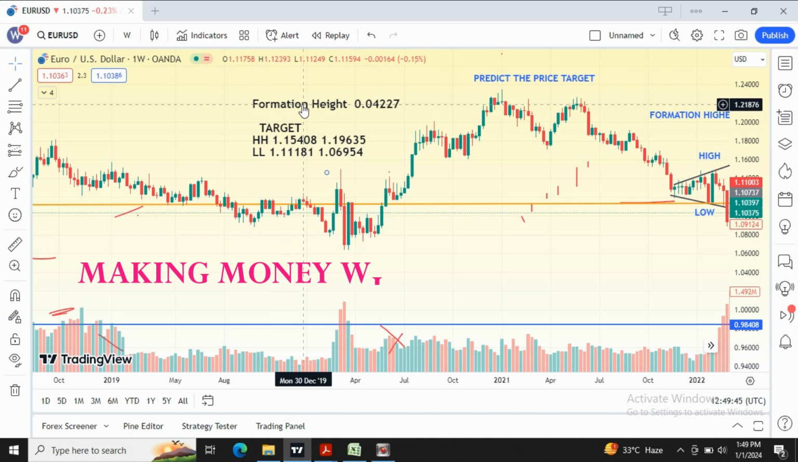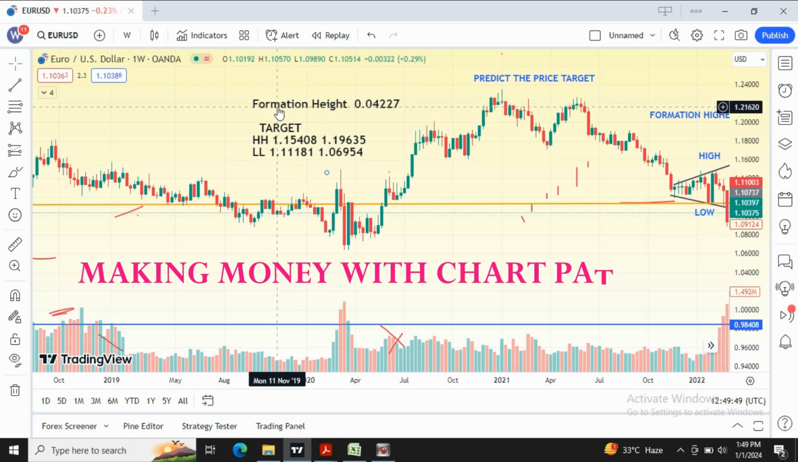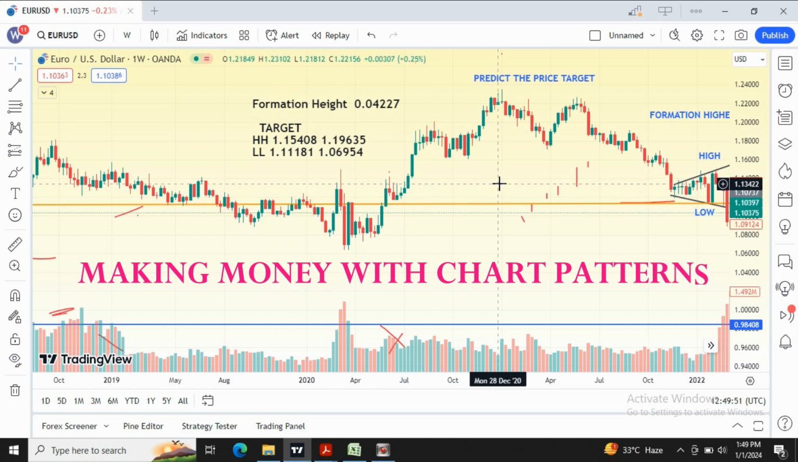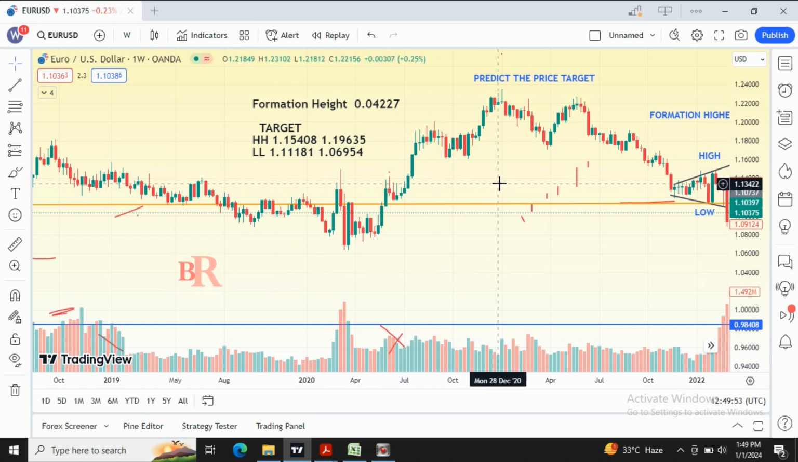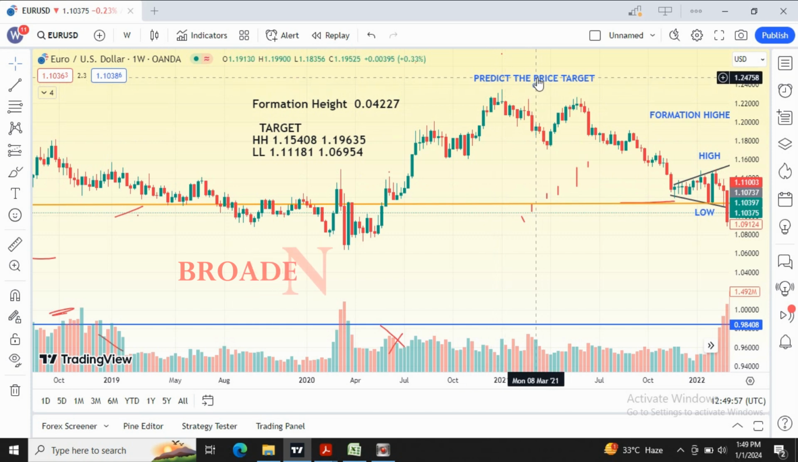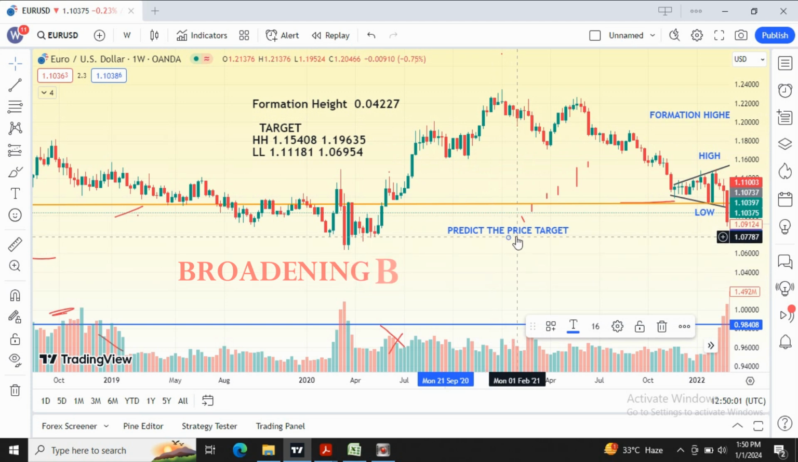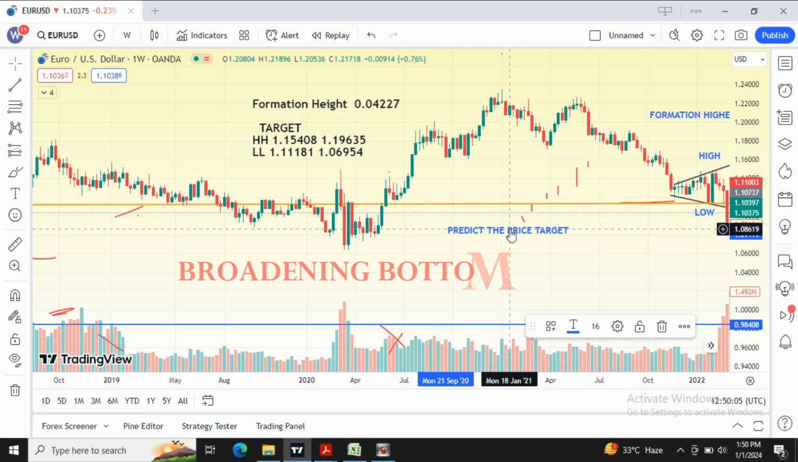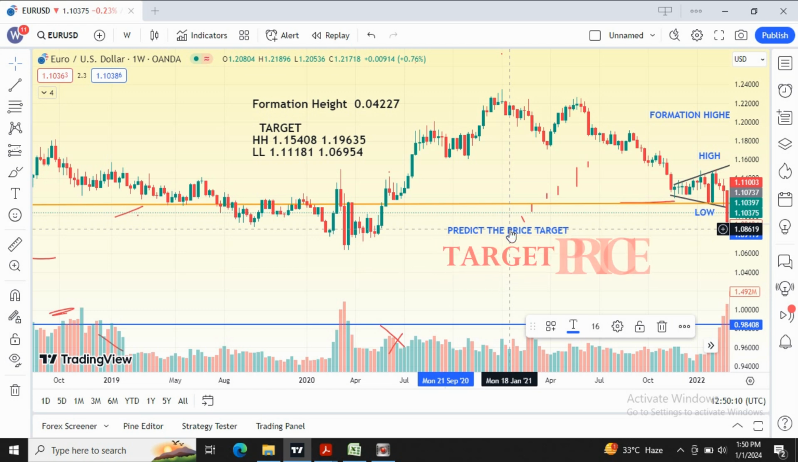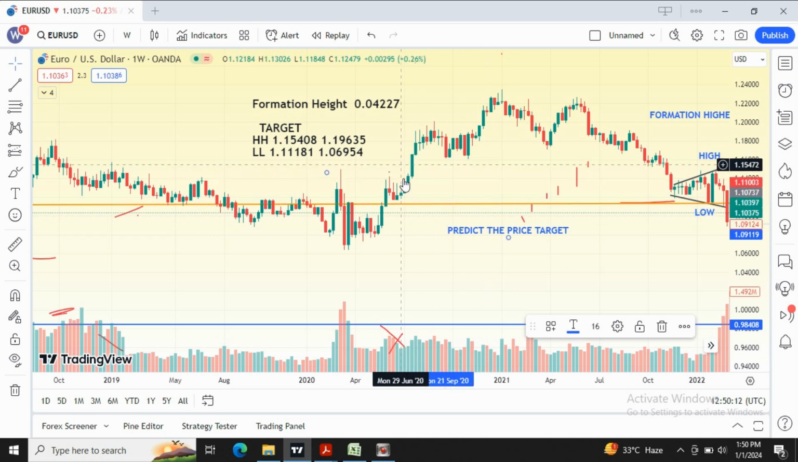This is the third episode on the chart patterns. We are considering the broadening bottom. This is the continuation, I say the final stage of it. We're going to consider the target price, how to get your target price so that you can forecast the future of the market. When spotting the broadening bottom, you can do that quickly. So let's just go now.